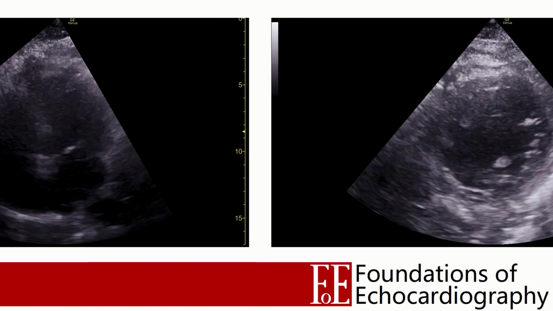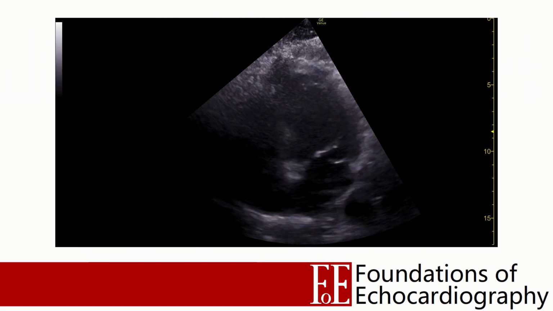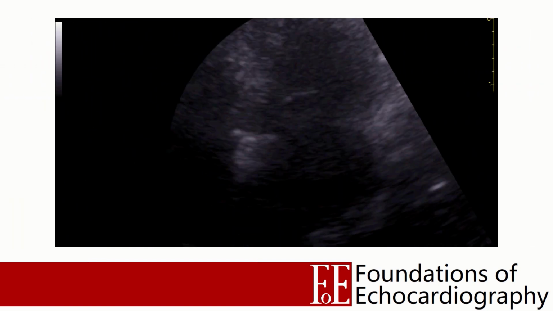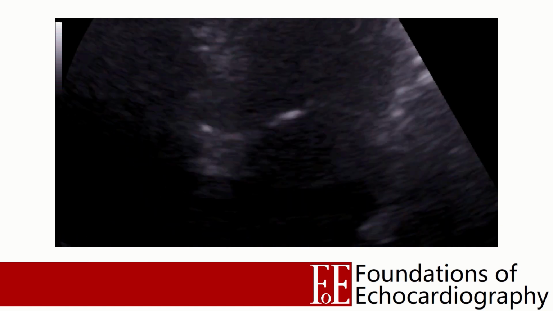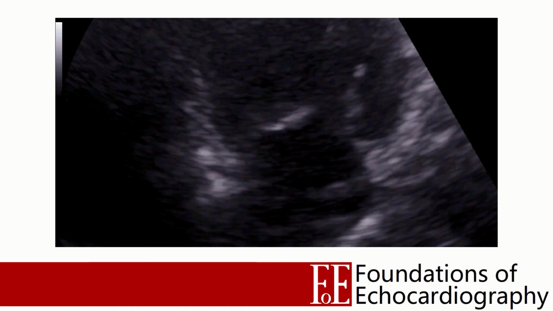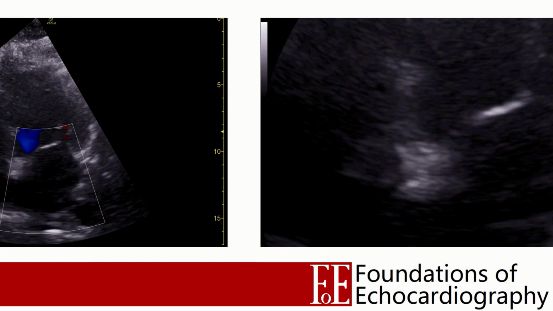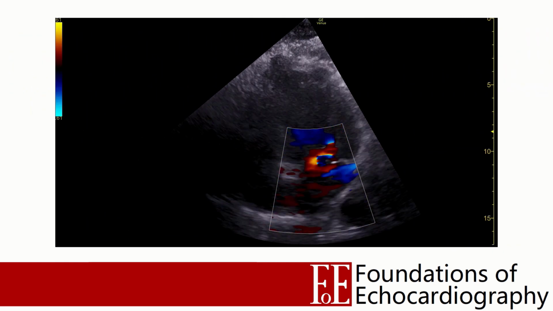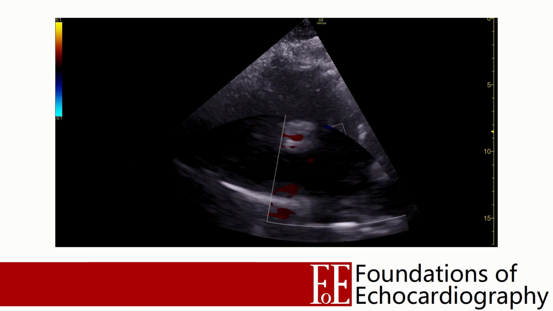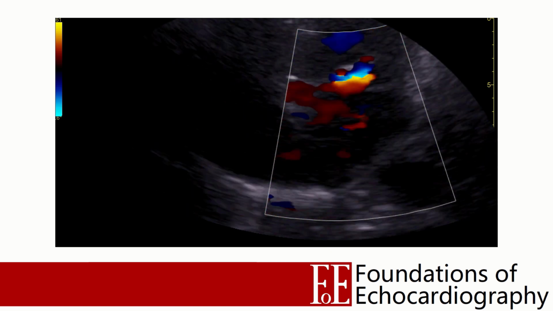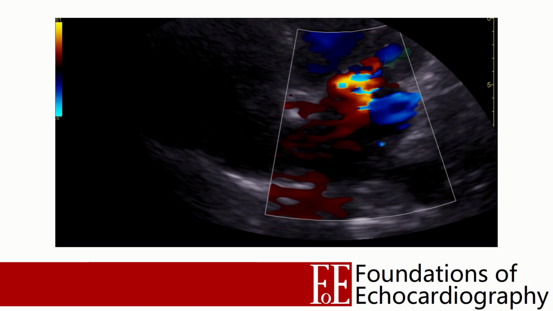Now, as you can see, the apical windows were quite challenging, but we could just about get a view, and if we zoom in on the mitral valve, we can see that in systole we have a flail posterior mitral valve leaflet. If we then apply a colour box over the mitral valve, we can see a jet of eccentric MR directed away from the flail posterior leaflet and underneath the anterior leaflet.